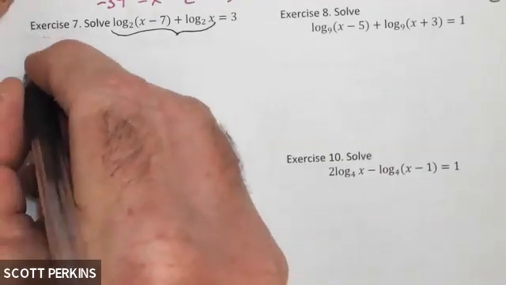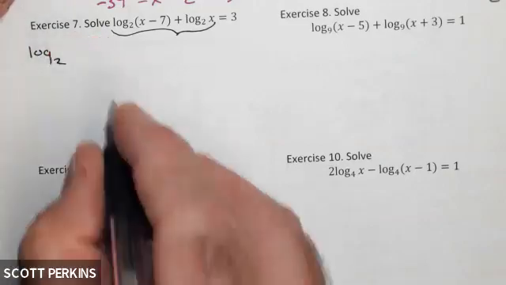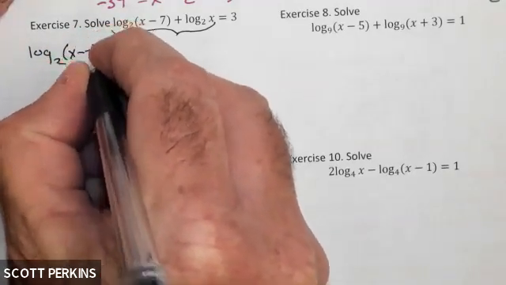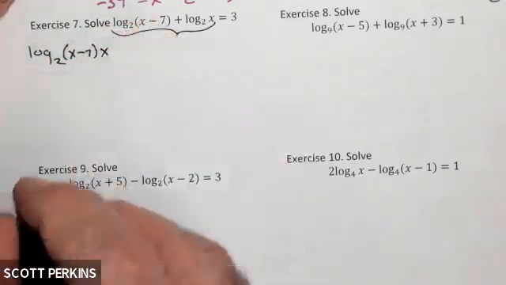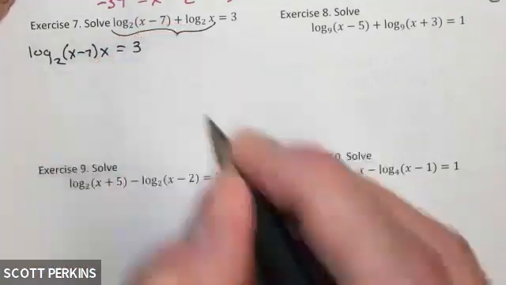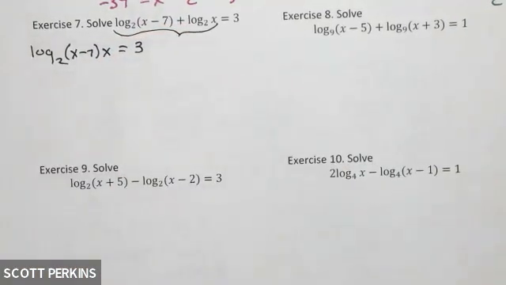So on the left side, I have the log base 2 now of x minus 7 times x. On the other side, I have 3. That has not changed. So there we go. There's step 1.